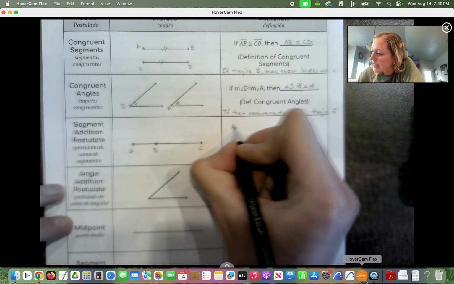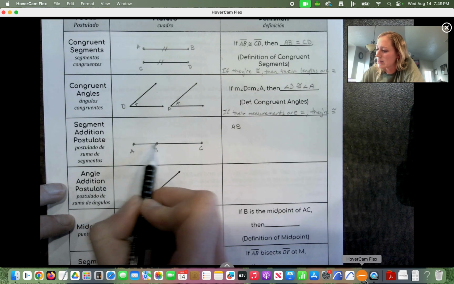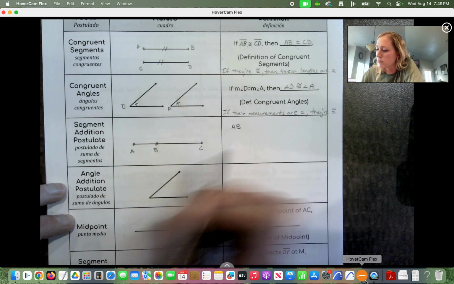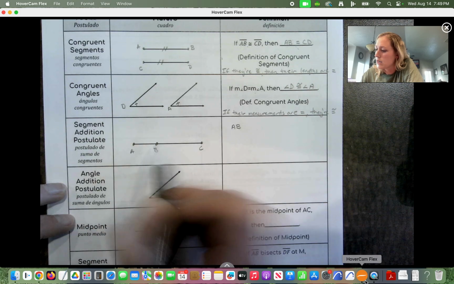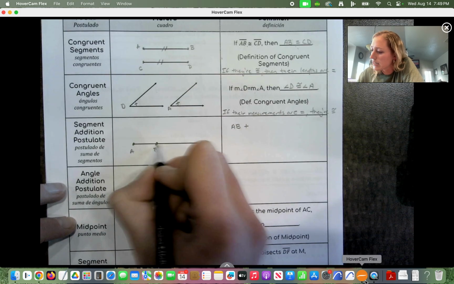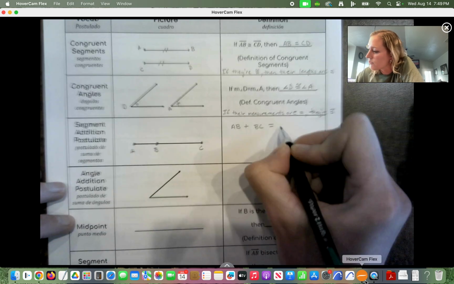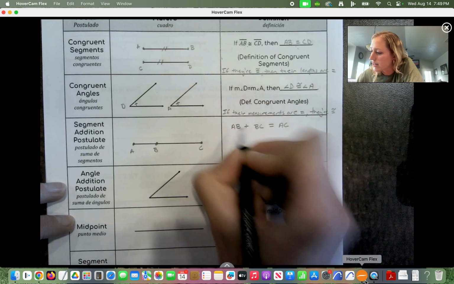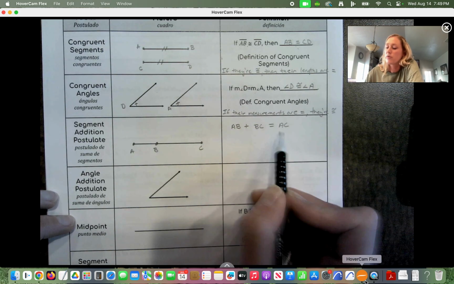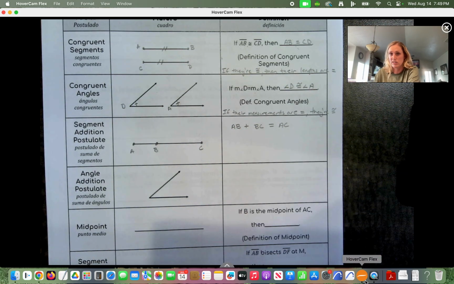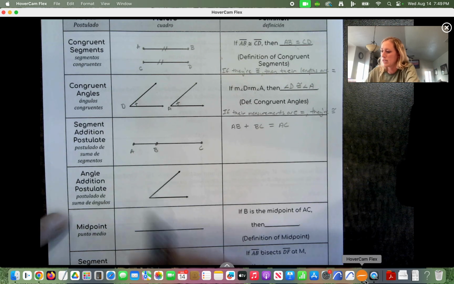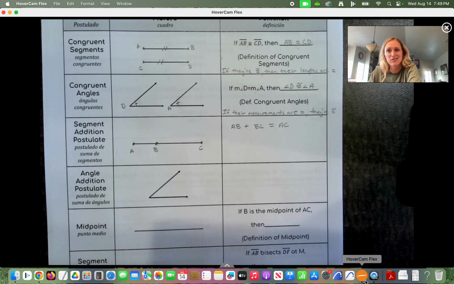So for me, the length of AB, because I'm talking about the length, I'm not going to use the segment symbol. So AB plus the length of BC has to equal the whole thing, AC. Anytime I use an equal sign, I don't use the segment symbol. So that is essentially what the segment addition postulate says. It says we can add the smaller parts to equal the whole thing. Pretty intuitive. Okay, the angle addition is the same exact thing.